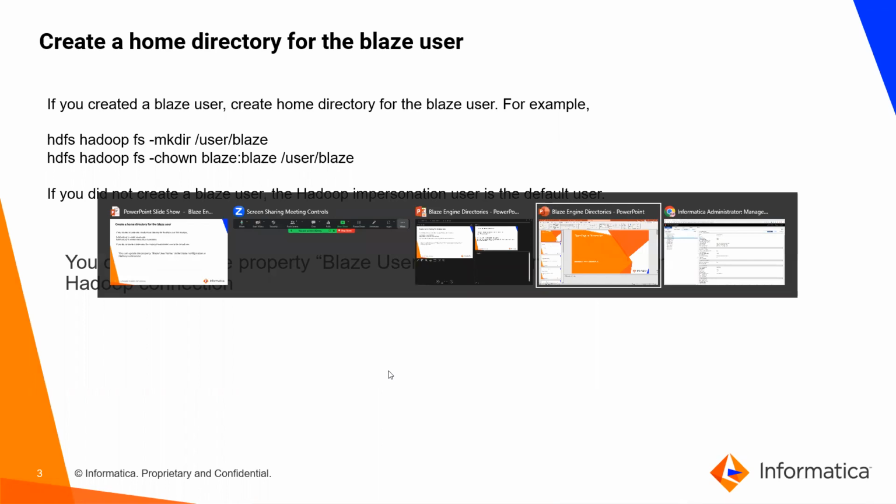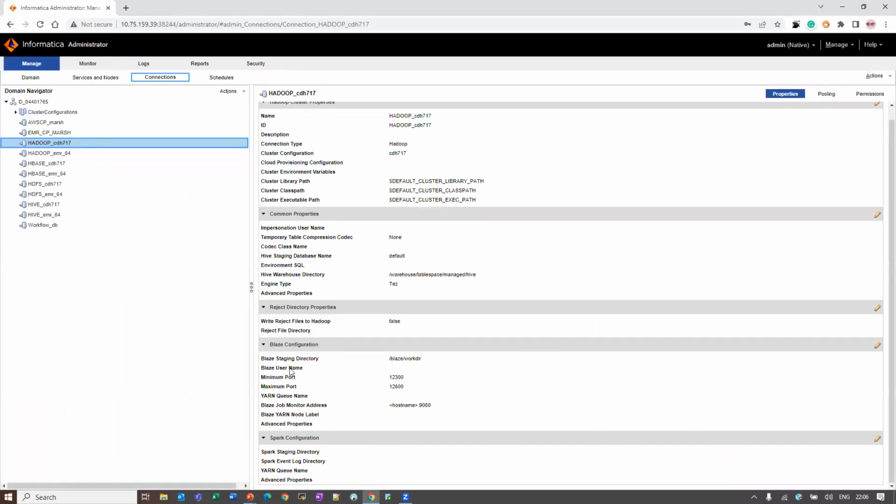Let me show you from the admin console where you have to set that property. You can set that Blaze username with the username which you have created. If you have not set this, it will default go with the impersonation username.